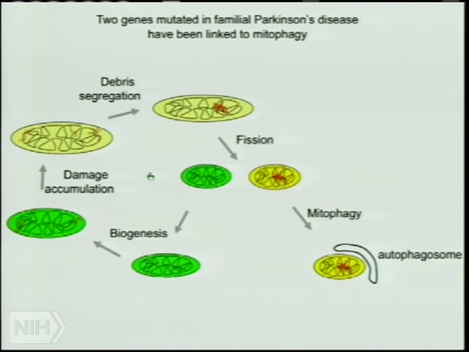So now I want to come back to this, because this is the current main focus of my lab. And it's serendipity, but two genes mutated in familial Parkinson's disease have been linked to this process of mitochondrial autophagy.